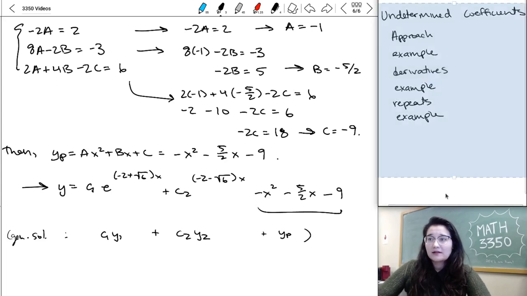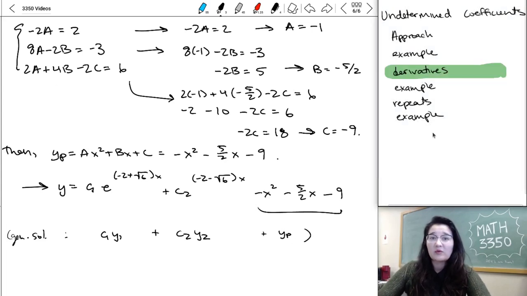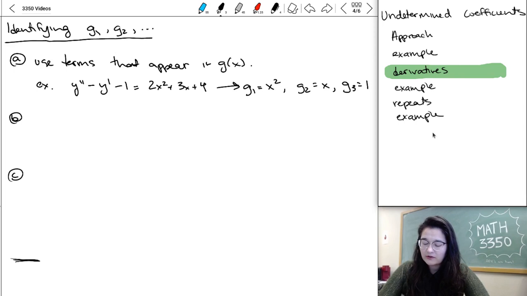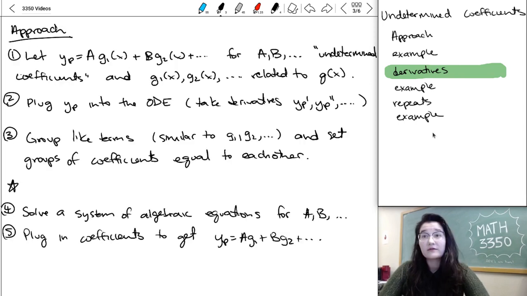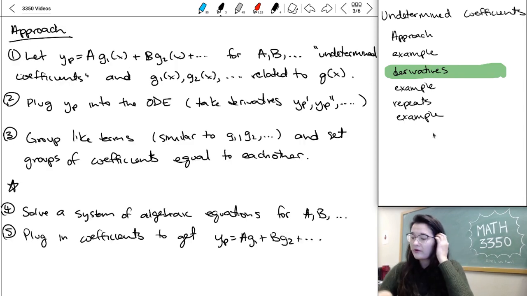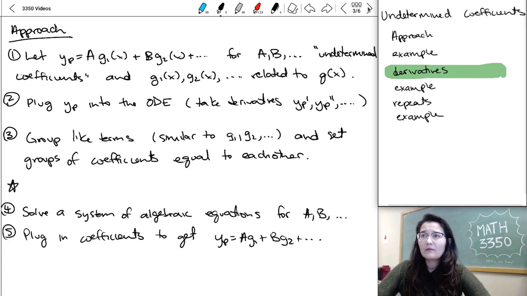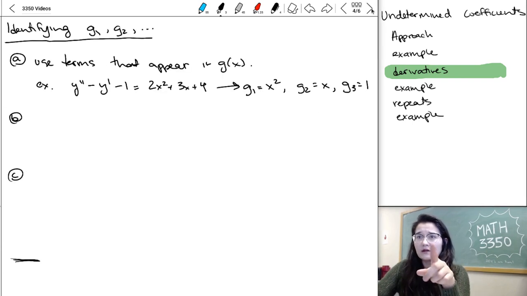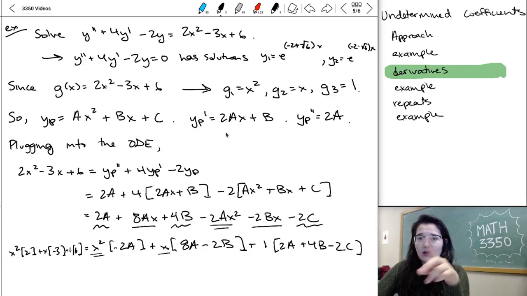The next property that we're going to talk about is when we have to introduce derivatives in our g function. And so I need you all to go back in your notes to the places where we left blanks. First in the approach, just reflecting back on what we did in this problem right here.